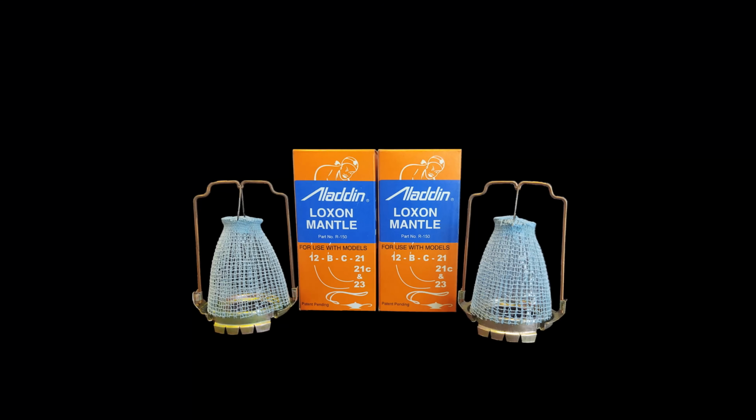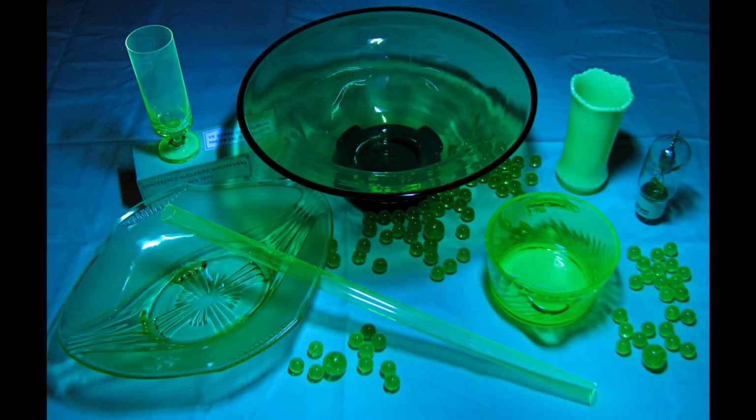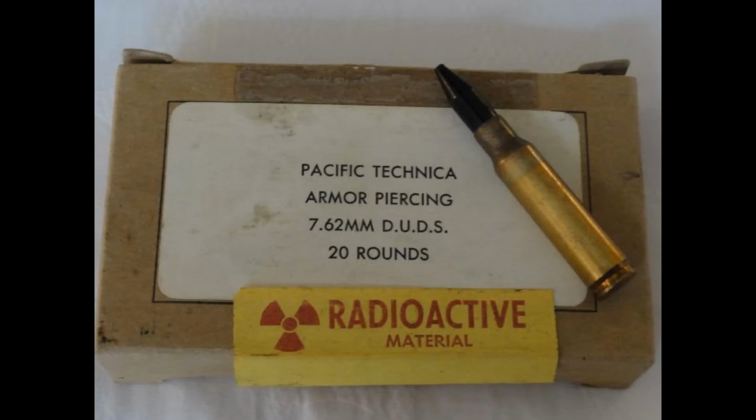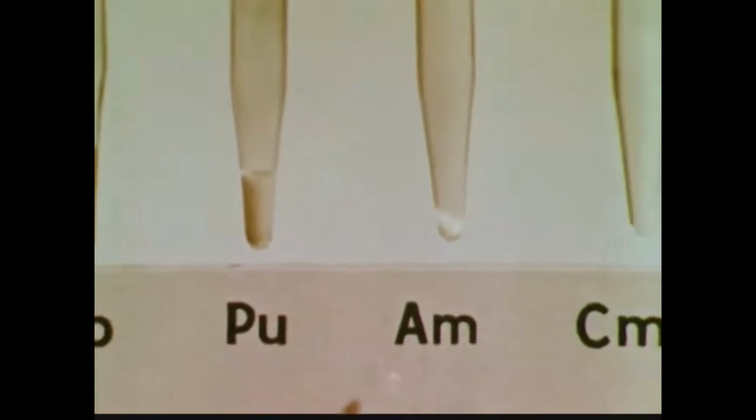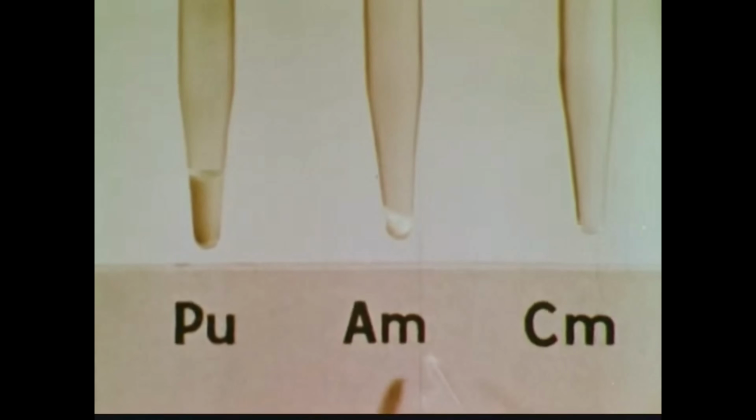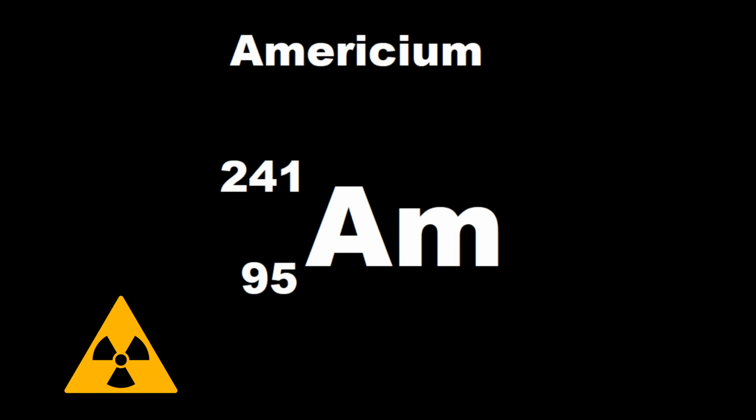explosion. Only three have found marginal use in everyday items, like thorium in gas mantles and welding rods, uranium in glassware and armor-piercing ammunition, and finally americium in smoke detectors. This video focuses on americium and its most common isotope, americium-241.